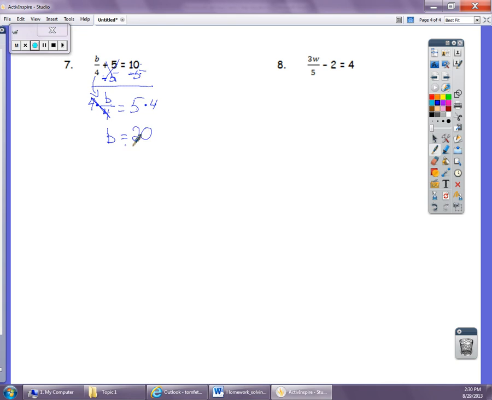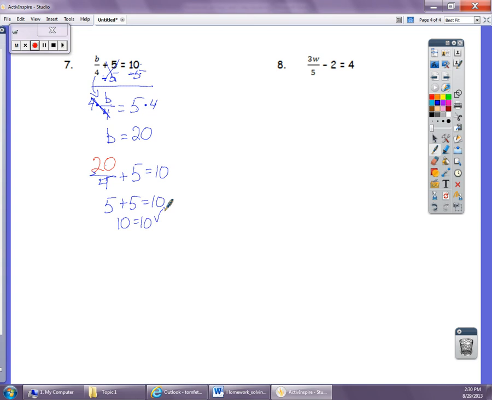We can check it. So we plug 20 back in for b. So we do 20 divided by 4 plus 5 equals 10. Well, 20 divided by 4 is 5. 5 plus 5 is equal to 10. So that's our check step. It comes out correct, so we know our answer is correct.